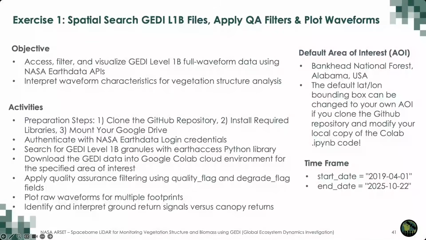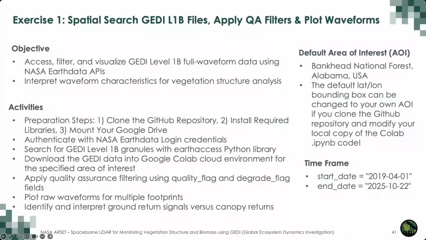Then we will plot raw waveforms for multiple footprints. We will identify and interpret ground return signals versus canopy returns. And we will analyze waveform morphology to assess vegetation vertical structure. This will be over the same region that we saw in the slides that have been presented, which is focused on Bankhead National Forest, Alabama in the USA.